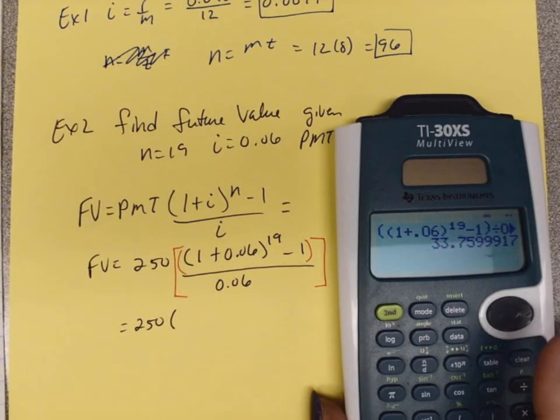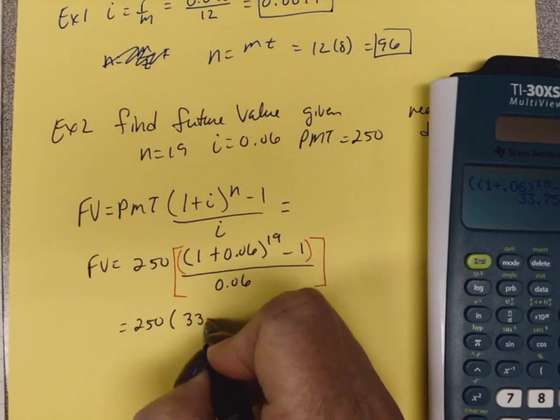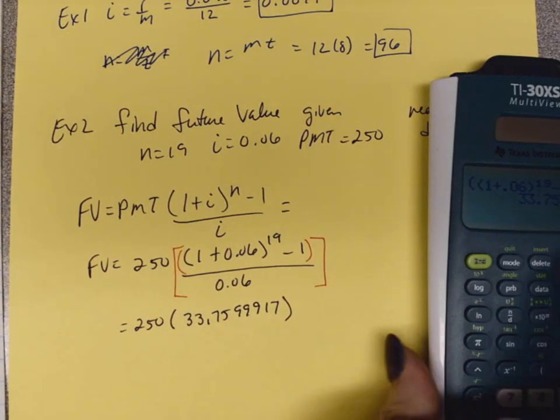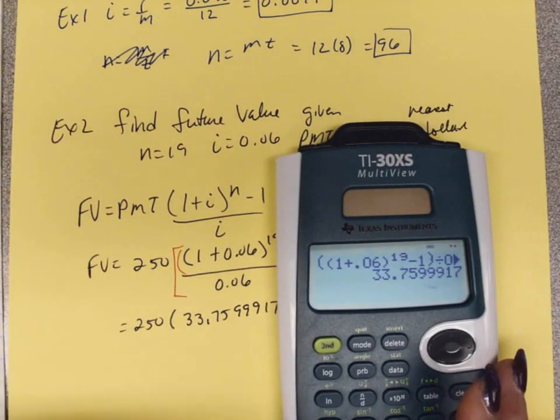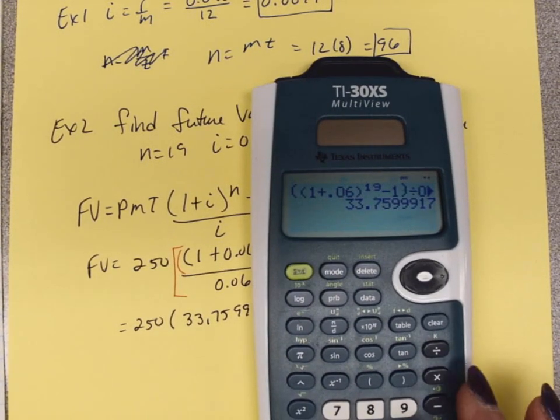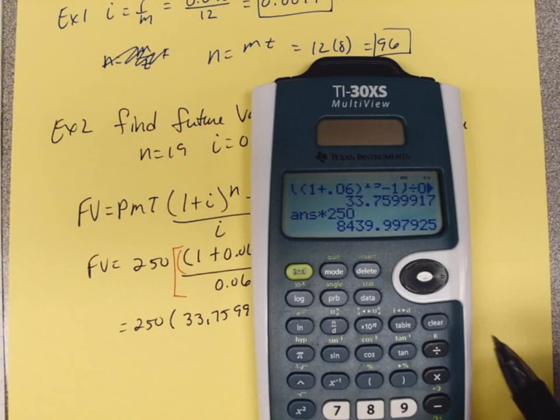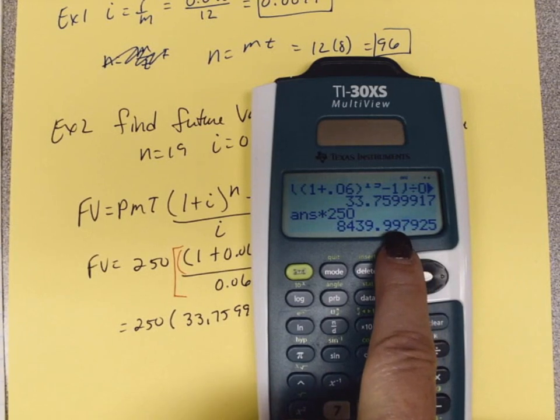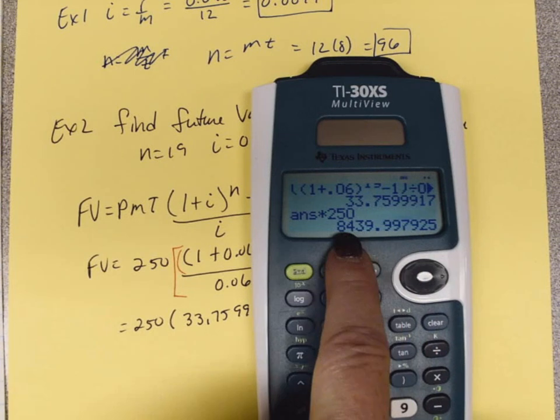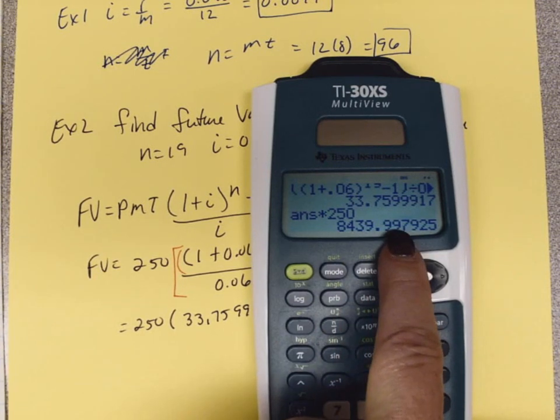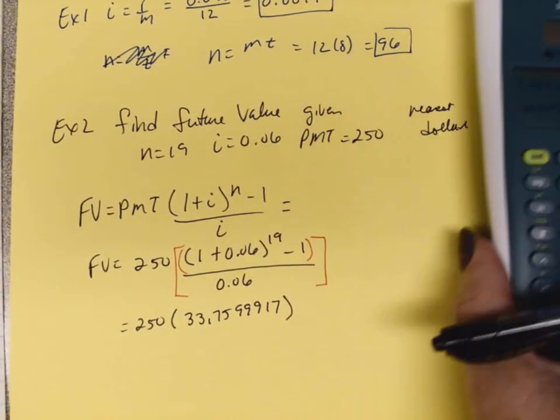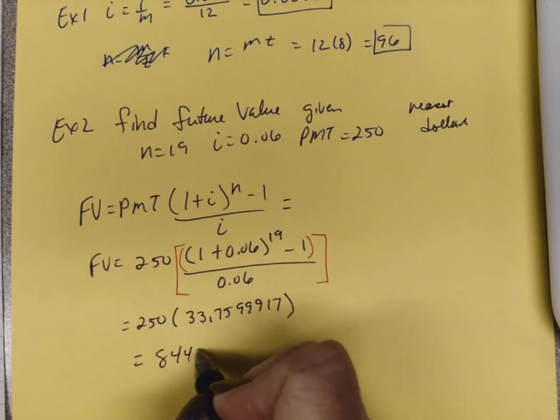So now I have 250 times, and I'm going to write this number so you can see, we have 33.7599917. So I've multiplied that part there. Now we'll just hit times 250 and hit enter again. Now we're going to round this to the nearest dollar. The 7 will cause the 9 to round up. It's going to be 8,440. And even if they didn't round, if you were at 99 cents, nearest dollar is going to be $40. So we're going to be at 8,440.